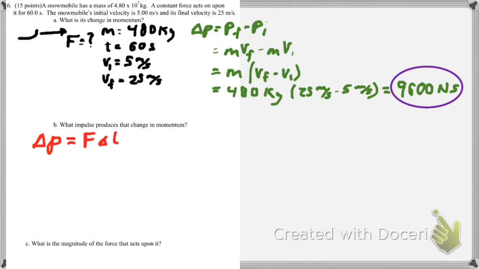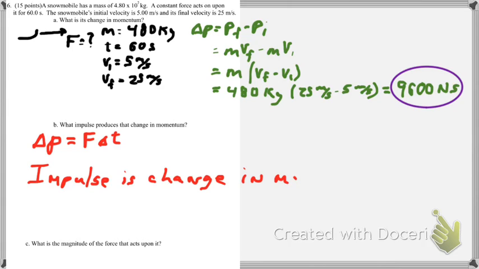Now the next thing, you guys knew this question was coming. It's the second one of the same sort. What impulse produces this change in momentum? Impulse is a change in momentum. So if the change in momentum is 9,600 newton seconds, the impulse is 9,600 newton seconds.